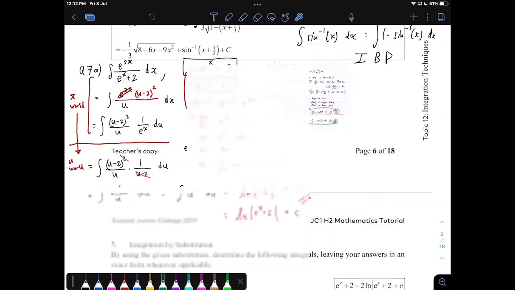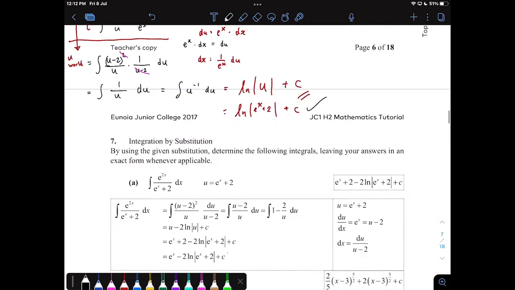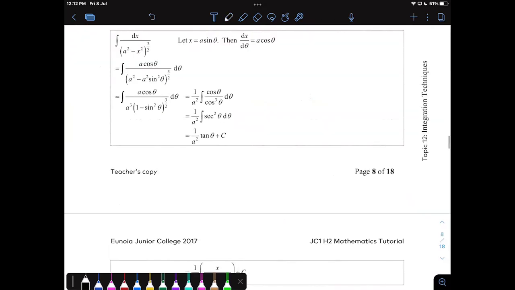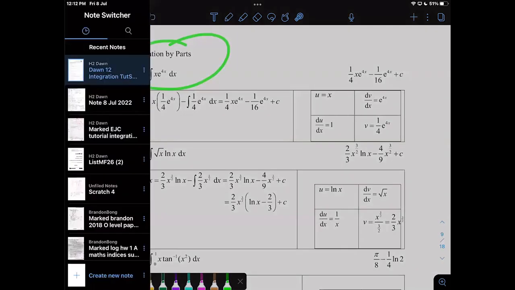Okay, go back to the example. So this is your final answer already. That was one example for substitution. Then the rest will be your homework. Question 7, and so on. And integration by parts. Okay, now I go through my final part E.